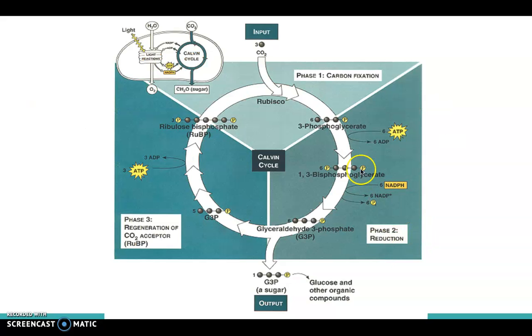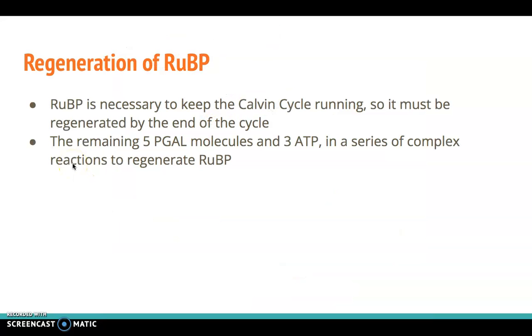So that was stage 2. Now we're going to be looking at stage 3. This is the part where we go back into regenerating and creating our RuBP, because again, this is a cycle, so we need to start and end with the same product. RuBP is necessary to keep the Calvin cycle running, so it must be regenerated by the end of the cycle. The remaining 5 PGAL molecules and 3 ATPs are used in a series of complex reactions to regenerate RuBP.